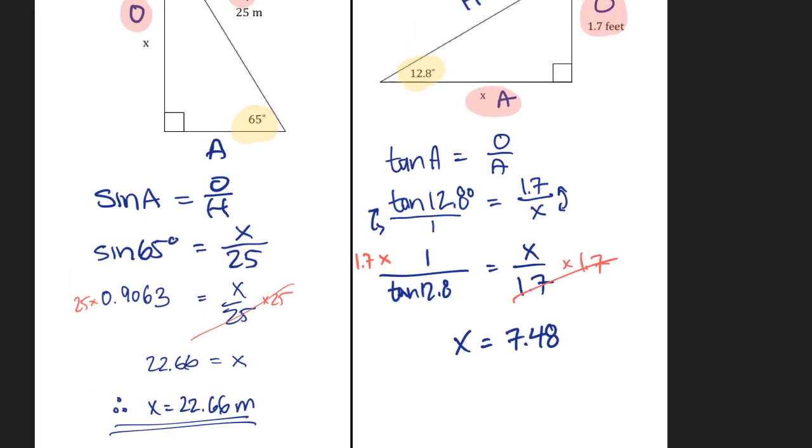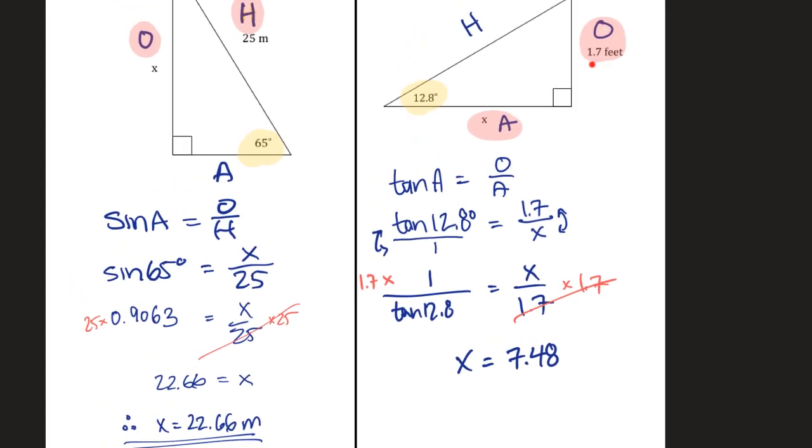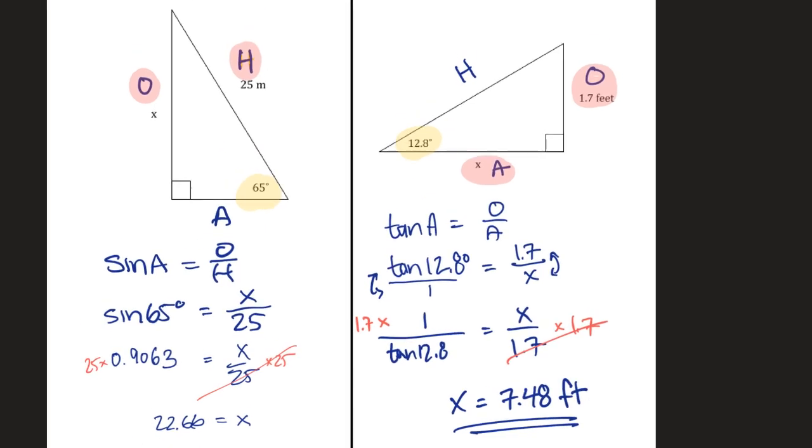And if you look at the units from the question, the units in this case were feet. That's the distance we're given. So that's the answer, 7.48 feet. And that makes sense. If you look at the triangle, this side was 1.7 feet. The angle is very small, so it makes sense that the x is longer, right? So now we know that missing side from that triangle.